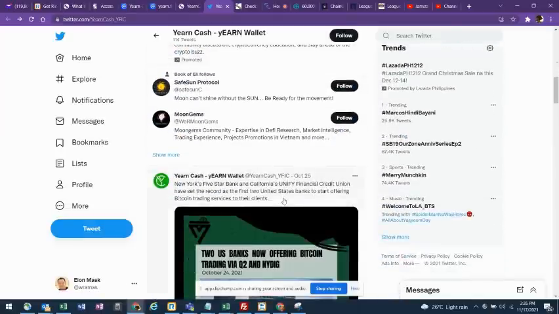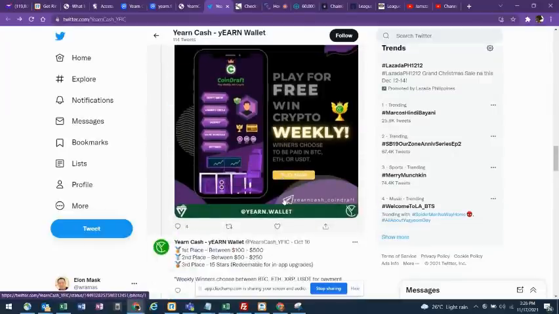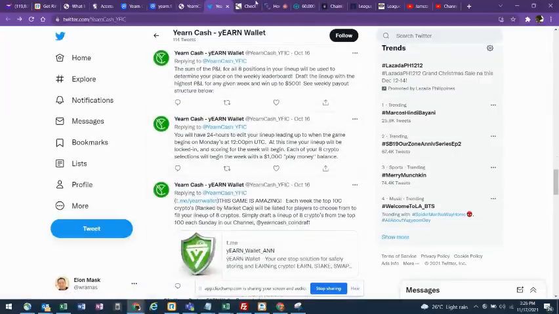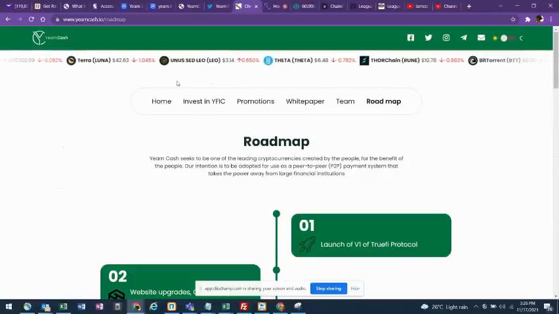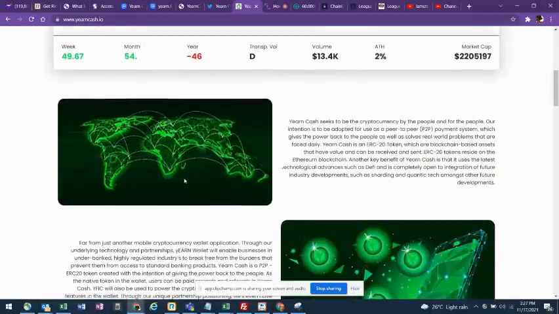You can read every single piece of information here on what the plan is. And this is the home page that they have on their website. Let's go to their homepage. Yearn Cash seeks to be a cryptocurrency by the people and for the people. Our intention is to adopt it as a peer-to-peer payment system, which gives the power back to the people as well as solves real-world problems that are faced daily.